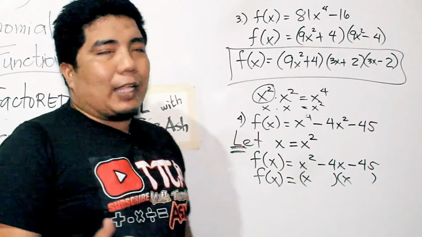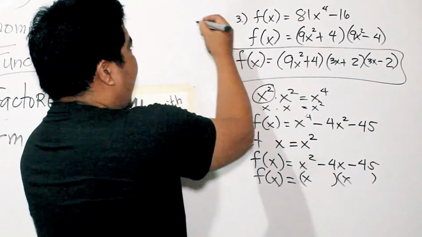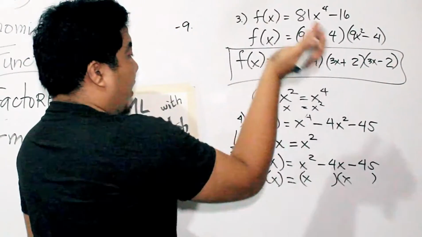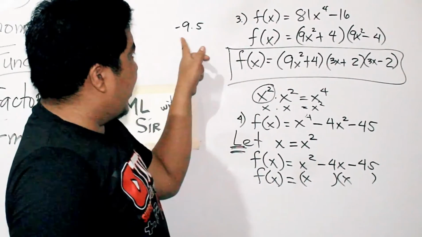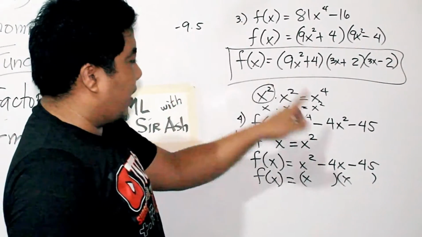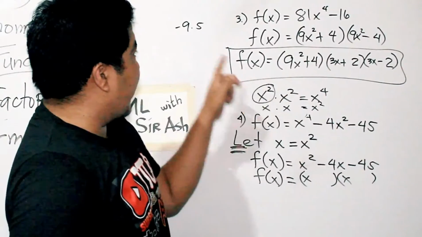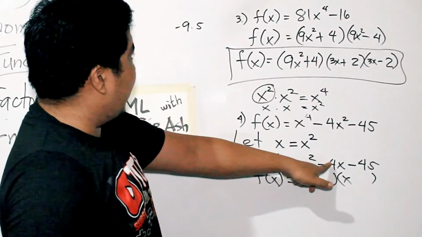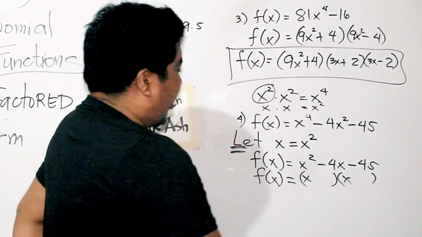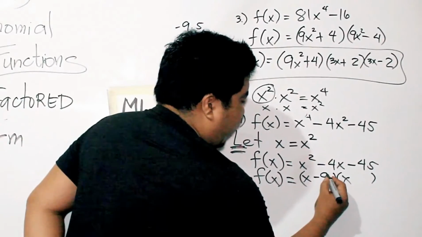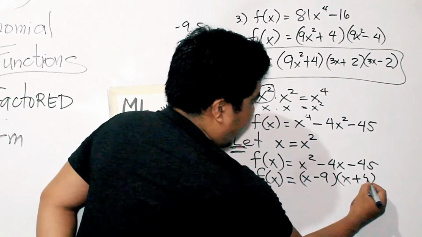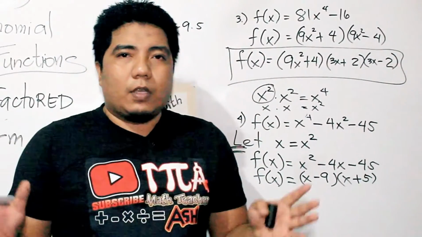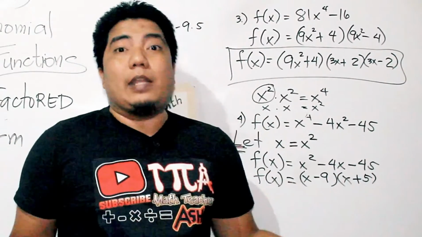Okay, so what are the factors of negative 45? I have negative 9 and I think positive 5. If I multiply these two, negative 9 times 5, this will give me negative 45. If I add them, this will give me negative 4. Okay, I'm correct. So therefore, I will use negative 9 and positive 5. Now, as you can see, we cannot factor this anymore.